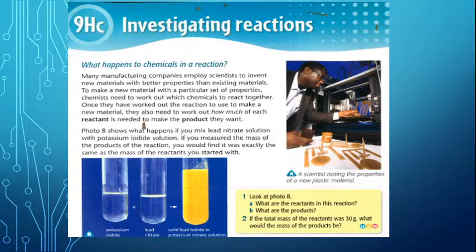Because we know that matter can neither be created nor be destroyed, it means the mass of reactant will always equal the mass of product. Okay, so we should always understand this. What are the reactants in this reaction? We can see potassium iodide and lead nitrate are the reactants, right?